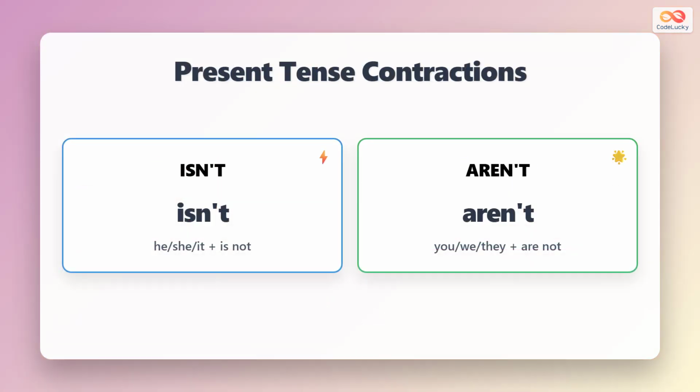Let's focus on present tense contractions. Use isn't with he, she, and it. For example, he isn't ready. Use aren't with you, we, and they. For example, they aren't here. Remember, isn't is for singular subjects, while aren't is for plural or you.